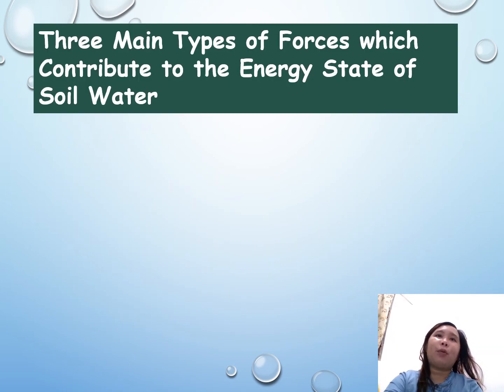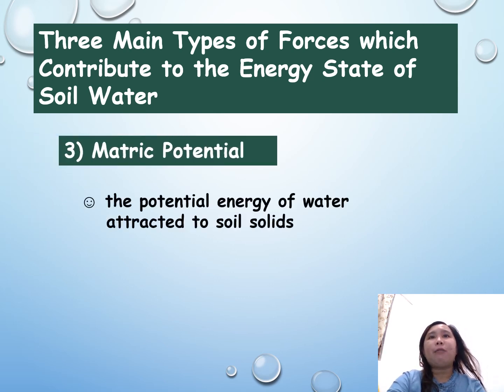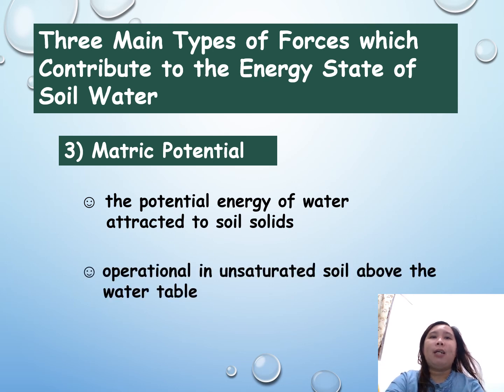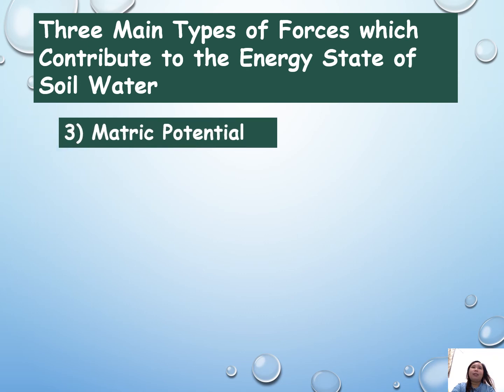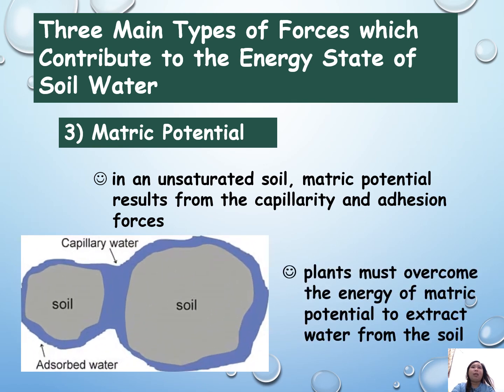We also have the third one, the last one, what is called matrix potential. This refers to the potential energy of water attracted to soil solids. And this is operational in unsaturated soil above the water table. In unsaturated soil, matrix potential results from the capillarity and adhesion forces or adhesive forces. And plants must overcome the energy of matrix potential to extract water from the soil. Now we are finished with the three main types of forces.